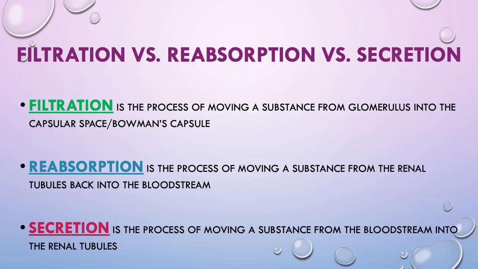Filtration is the process of moving substances from the glomerulus into the capsular space, also known as Bowman's capsule. We're talking about filtrate at this point. Reabsorption is the process of moving substances from the renal tubules back to the bloodstream. So we are reclaiming potassium, sodium, other solutes that we need, and also water into the bloodstream via the peritubular capillaries or the vasa recta. Secretion is the process of moving substances from the bloodstream into the renal tubules, helped by our friends again, the peritubular capillaries or the vasa recta. This is stuff that we do not need, such as drug metabolites or other kinds of waste.